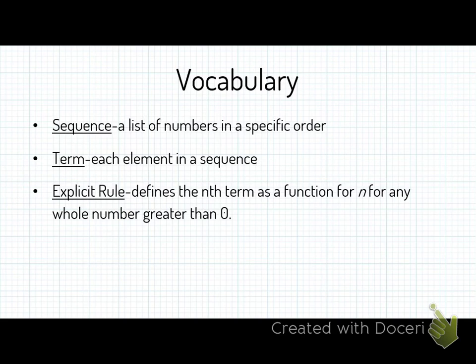So, a sequence, I just described it as a list of numbers in specific order. If you're on the video, you could pause and write this down if you like. A term is each element in a sequence, right? So if I have 2, 4, 6, 8, 10, and so forth, I'm going to put 3 dots after because I'm showing that this goes on forever. Each of these numbers is its own term in the sequence, right? Like 8 is its own term. And the explicit rule, that's the definition there. But it's basically like a math problem that tells us what the number is on each term, okay? So we're going to talk about that today, okay?